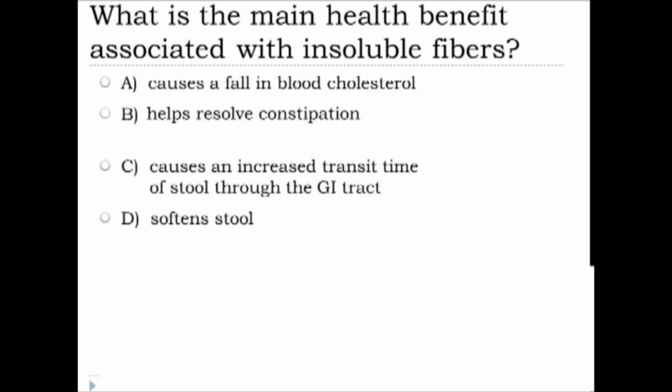Next question, what is the main health benefit associated with insoluble fiber? Stop the video here and select your answer. The answer is that it helps resolve constipation. It helps resolve constipation because of a decreased transit time, because it involves the drawing of water into the GI tract, causing a flushing effect of the stool, but it doesn't absorb the water.